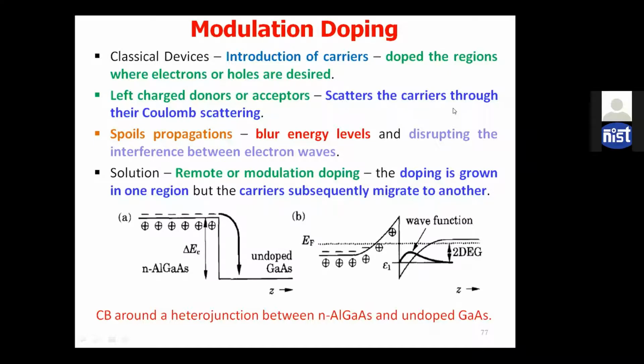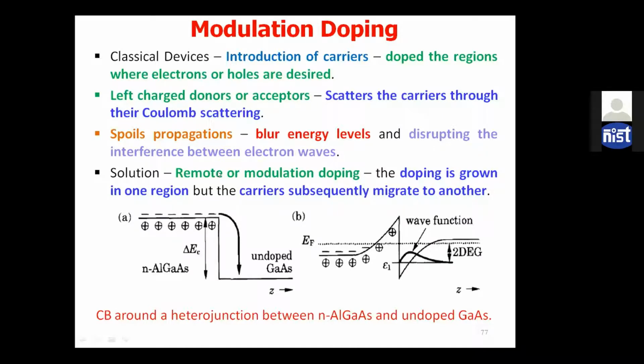That scatters the carriers through Coulomb scattering, and that spoils propagation, blurs energy, and disrupts the interference between electrons and holes. So we face this problem if we dope in the same region where we want electrons or holes. Then how can we overcome this? The solution is that instead of doping in the same region, see here, suppose you want electrons in this region, you dope in a remote or modulated region.